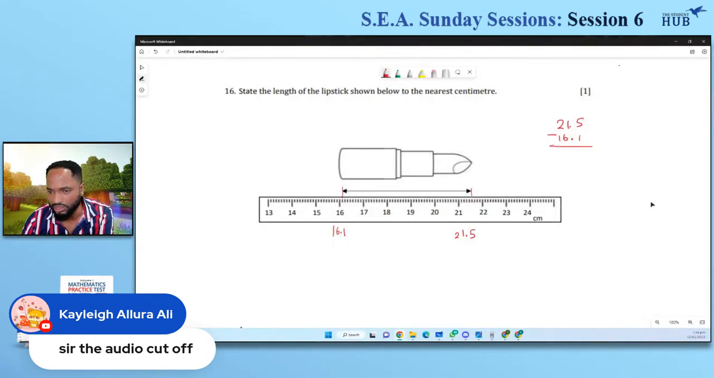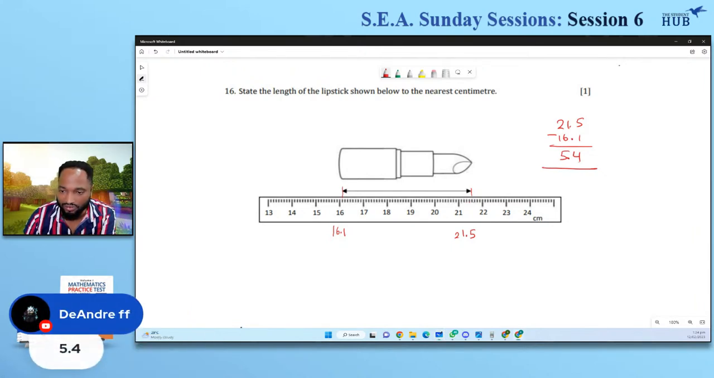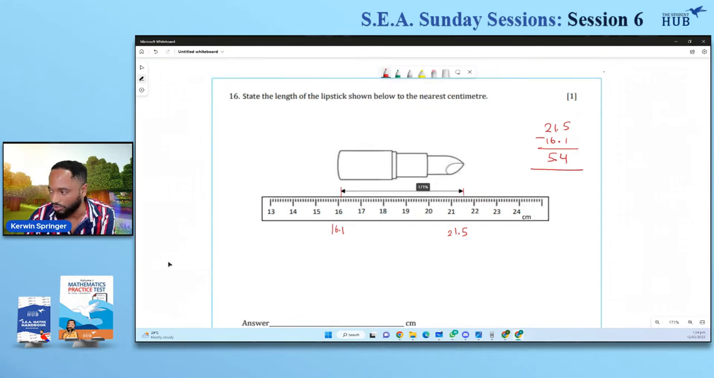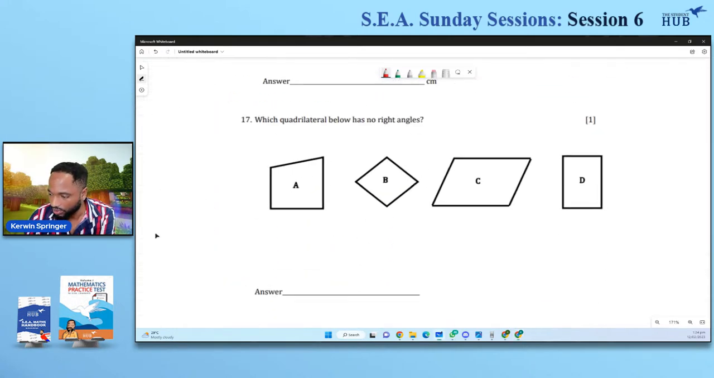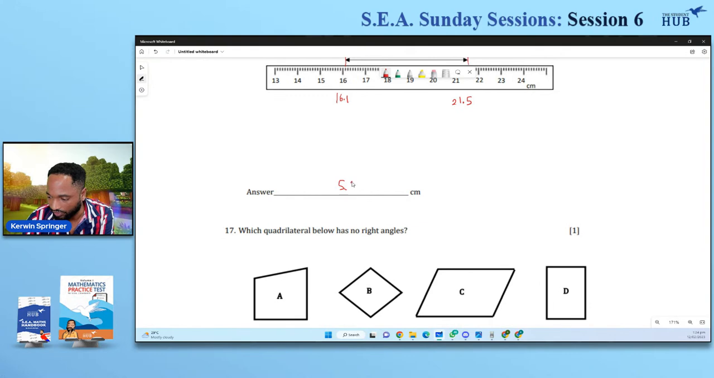Dun, dun, dun. So we get 5.4 when you subtract, 5.4 centimeters. So Kaylee, like she prophesied, the audio cut off. 5.4 centimeters looks about it. All right, so let's just put that 5.4 here.